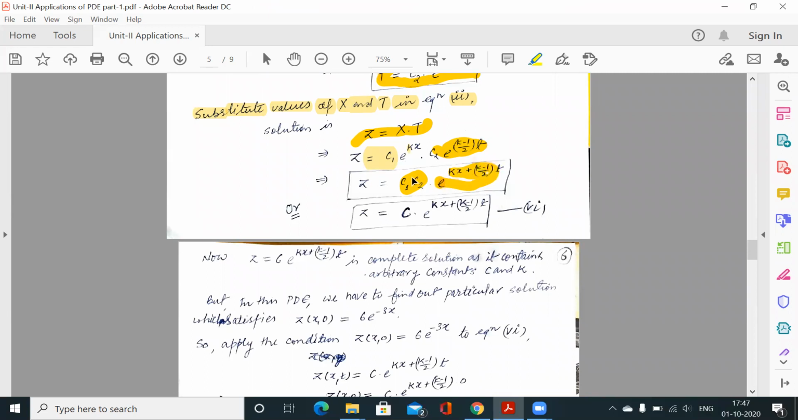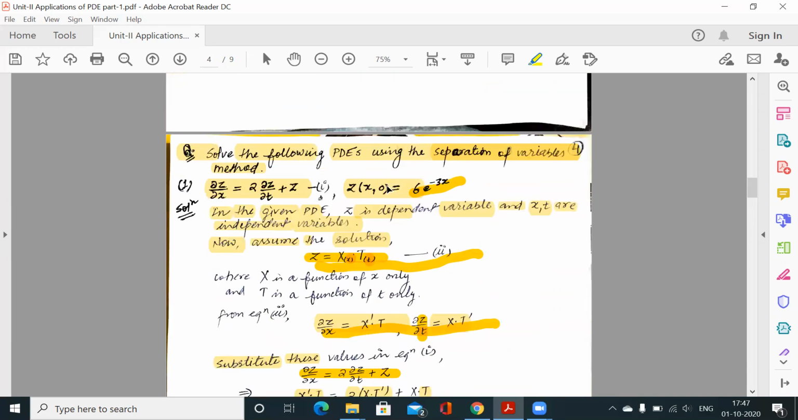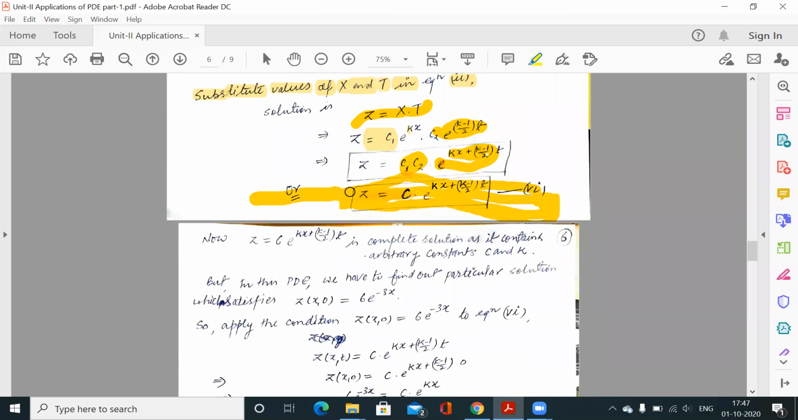So this is the solution. Now because these are two arbitrary constants, c1 into c2, after multiplication we will get one arbitrary constant c. So suppose that is capital C. So z is equal to capital C into e to the power kx plus (k minus 1) by 2 t. So this is our complete solution, because it contains two arbitrary constants c and k. Now if the condition z(x, 0) is equal to 6 e to the power minus 3x were not given to us, this solution would be final, our complete solution.